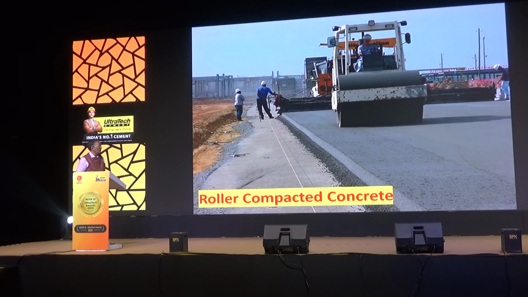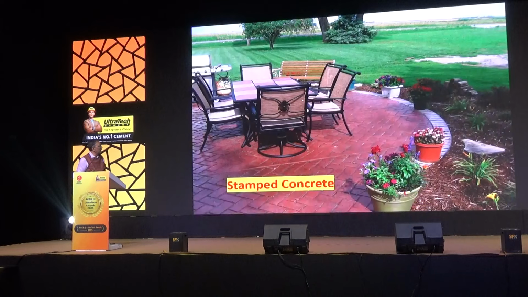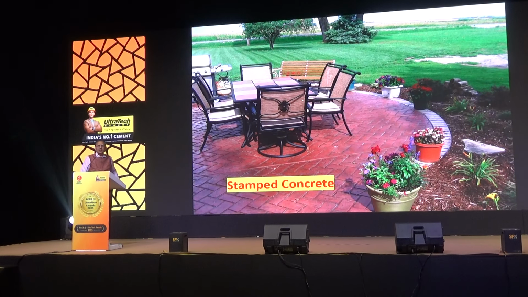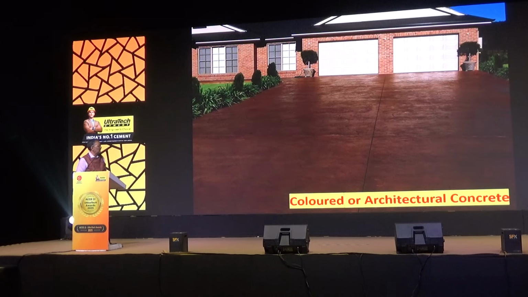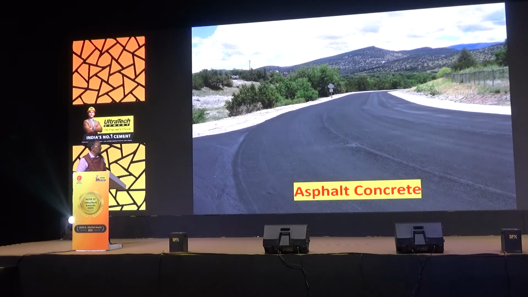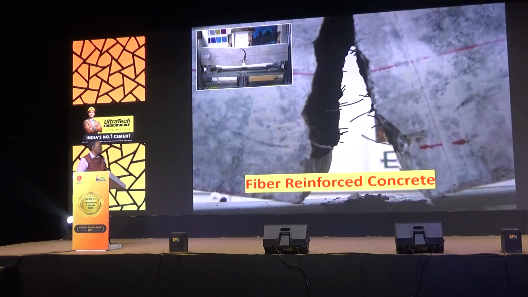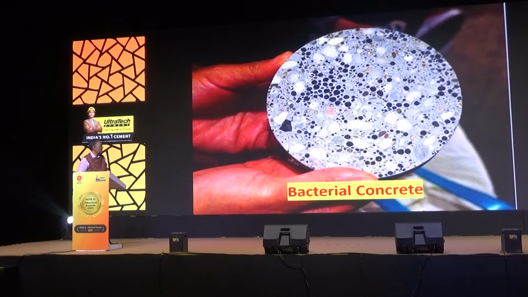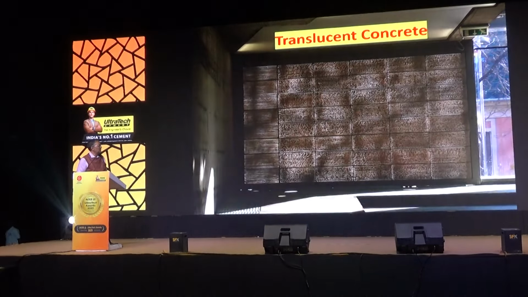And roller compacted concrete and porous concrete or permeable concrete, and self-healing concrete. Self-healing concrete is used for repair of cracks in the concrete. And textured concrete, colored concrete, glass concrete, asphalt concrete, rubberized asphalt, underwater concreting. Underwater concreting is very important for offshore structures. And fiber reinforced concrete, bacterial concrete, self-compacting concrete, and shotcrete.